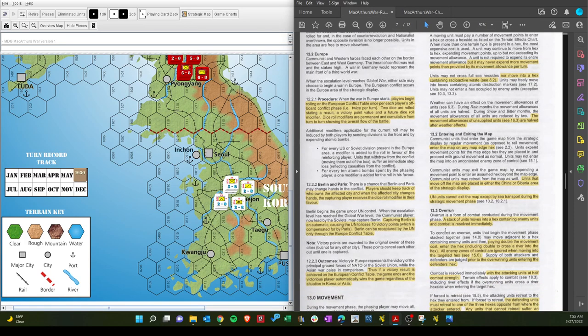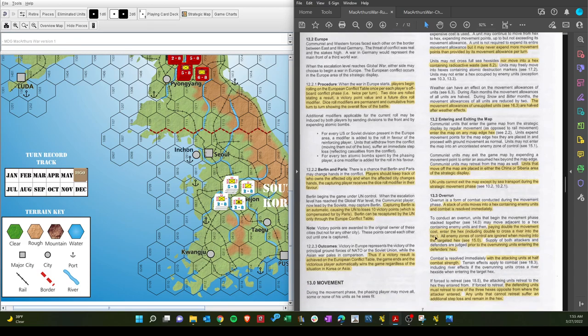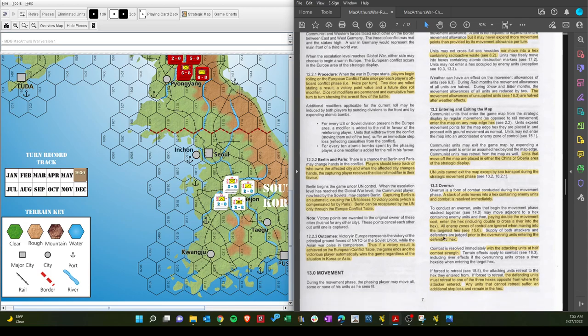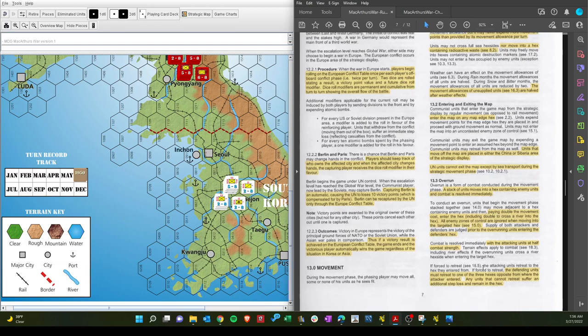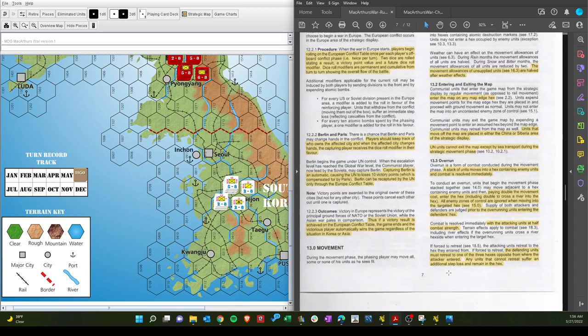You can do overruns. Move into the hex, paying double movement cost. Other zones of control are ignored. Combat is resolved with attacking units at half strength, though. Terrain effects apply. If the attackers are defeated, they retreat back to the hex they started from. Defending units must retreat to one of the three hexes opposite. Any units that can't, suffer an additional step loss.